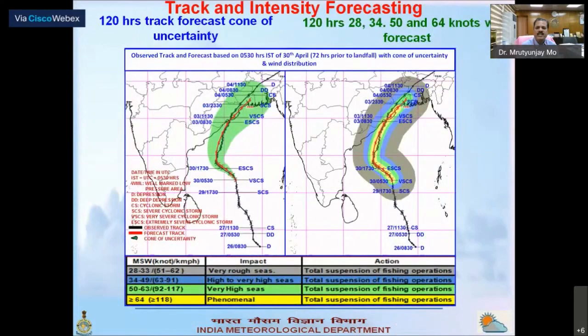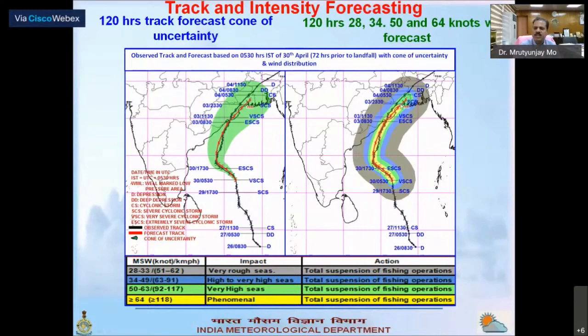And finally, this is just an example of what we finally say to the public. To the public, we say, this is the track of the cyclone. The red one is the forecast track of the cyclone. The black one is the actual track. On the right-hand side, we provide the wind distribution. Where will the wind be more than 120 kilometers? Where will the wind be more than 90 kilometers? Where will the wind be more than, say, 30 kilometers? All this information is provided to help the various marine communities like fishermen, ships, trawlers, etc.